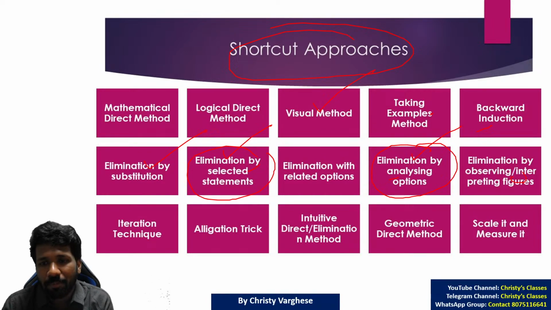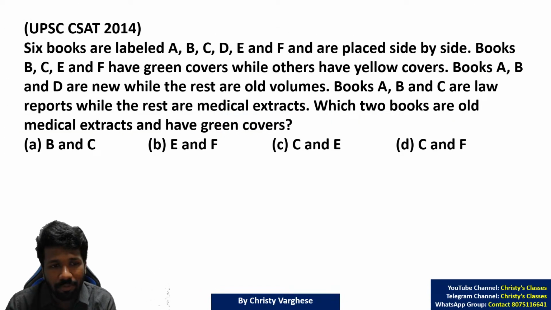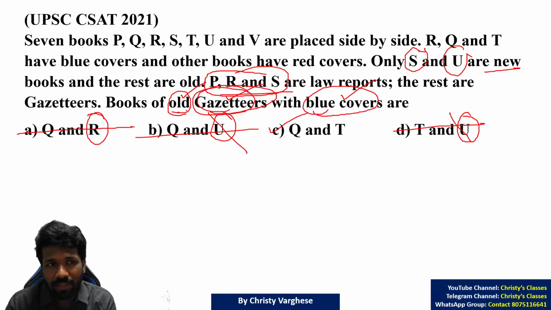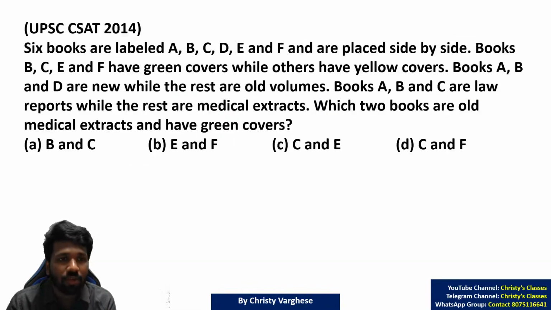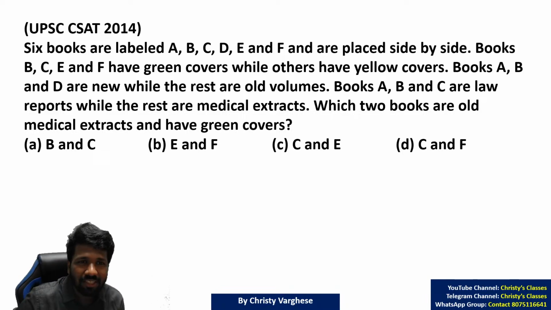Definitely elimination will be possible if the question and the options are of this structure, and they were of this structure in multiple previous years. This was a 2021 PYQ, but this is a 2014 PYQ. Literally the same type of question. The names are changed, PQRST is changed to ABCDEF, and colors red and blue are changed to green and yellow.